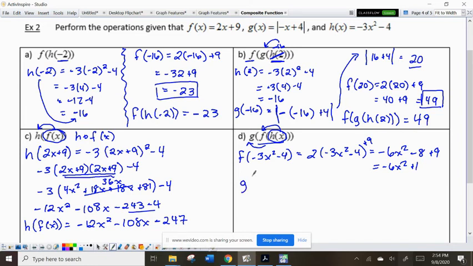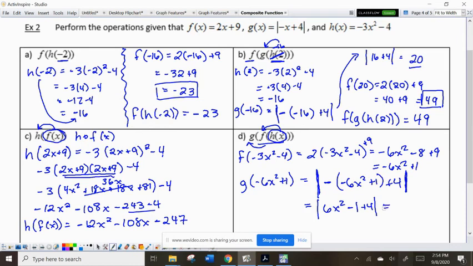That result has to go into g. So using our absolute value symbols, and really important to use parentheses. There's our negative sign, and here's what's going to be substituted for x. -6x squared plus 1, and then a plus 4, and then we close absolute value. So that negative that was present in the g function distributes to both parts of what we substituted. So it's the absolute value of now positive 6x squared minus 1 plus 4. And that gives us the absolute value of 6x squared plus 3.